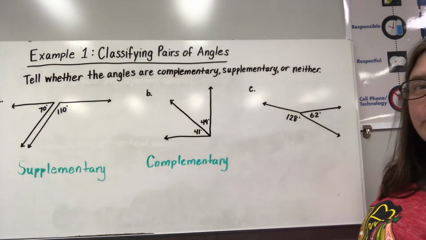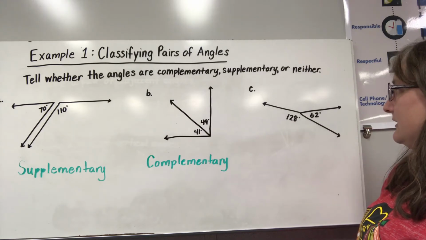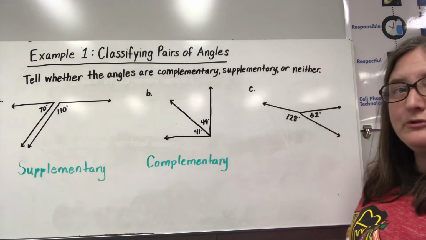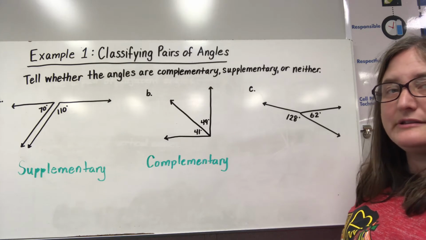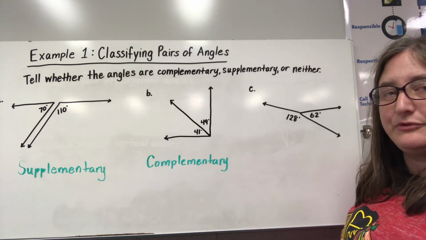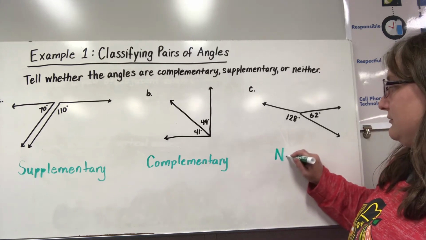Here my angles are 128 degrees and 62 degrees. So if I add these up, they add up to 190 degrees. There isn't a special name for angles that add up to 190 degrees, so these would be neither.